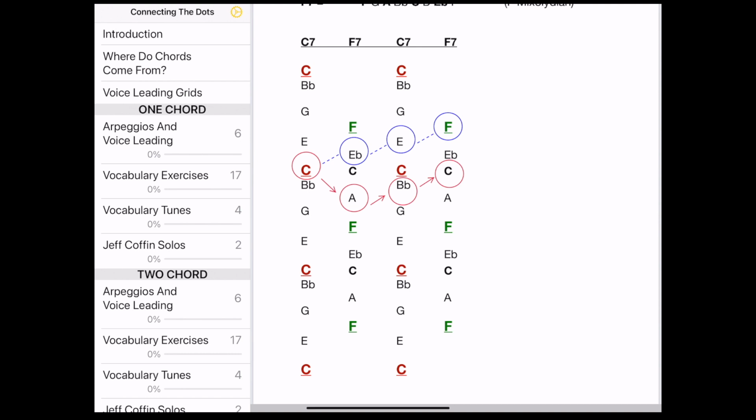And so in the red, you can see where I chose to go down. In the blue is my alternate. I could have chosen that as well. So from the C, I went down to the A. I could have gone to the E flat. So I went down to the A.